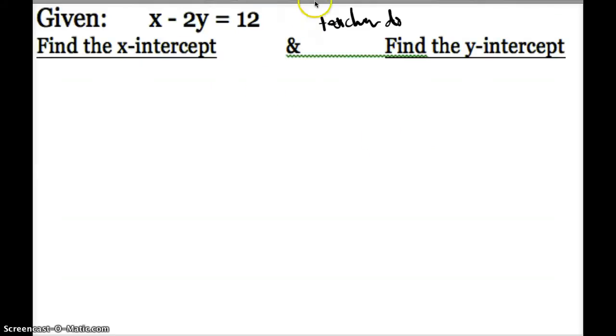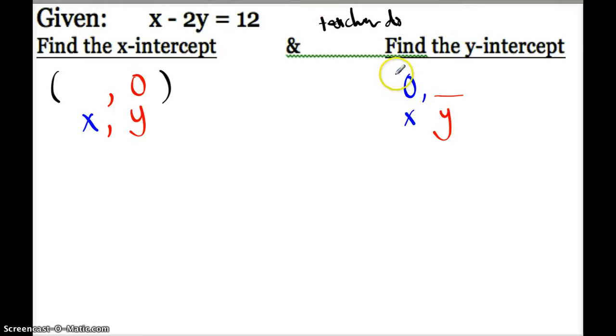For the x-intercept, I know I'm going to have a point, and I know for a fact that I will automatically have my y value of 0. So I'll have an x and a y, and I know my y value will be 0 every single time. The y-intercept is the opposite. I'm going to have a 0, comma something, and I have to find my y value. Okay, so given this information, for the x-intercept, I'll plug in y equals 0. For the y-intercept, I'll plug in x equals 0. So let's do the x-intercept first.